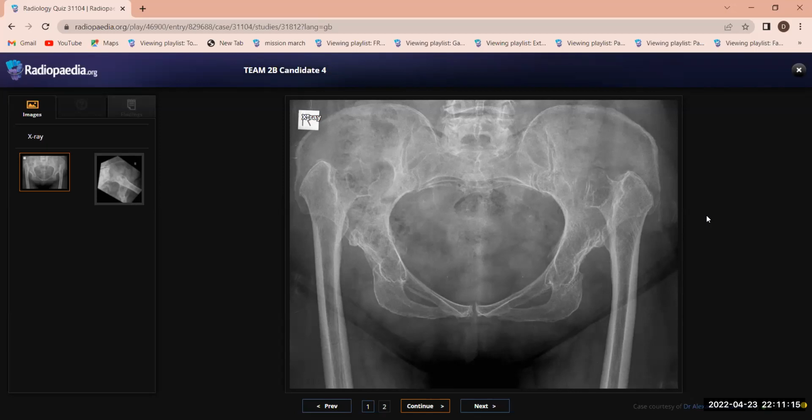So coming back to the described abnormality, possible differentials for the acetabular and femoral abnormalities, which is bilateral, could be a neglected case of DDH. Considering that it's bilateral and nearly symmetrical, I think the possibility of this being post-traumatic is less likely.